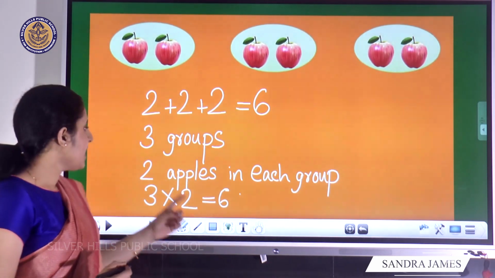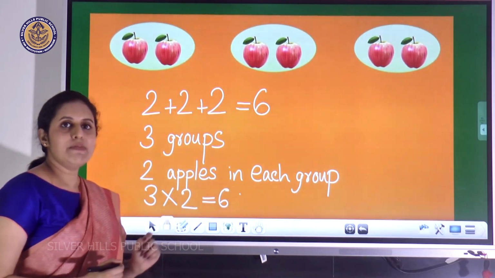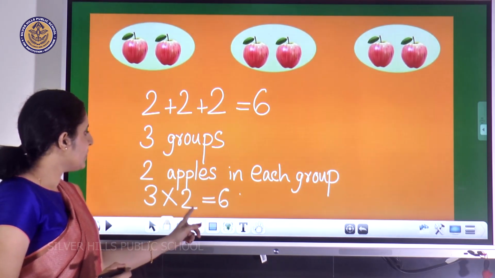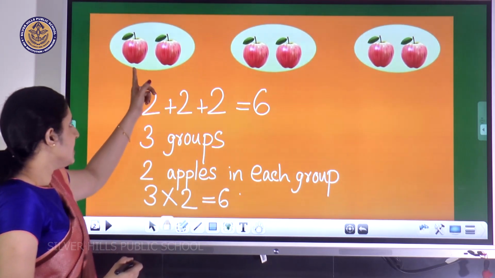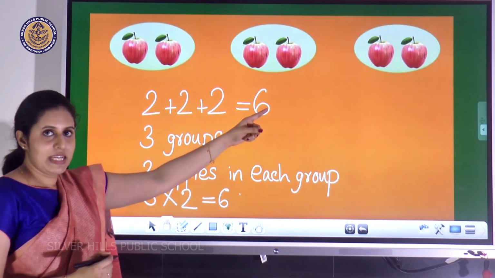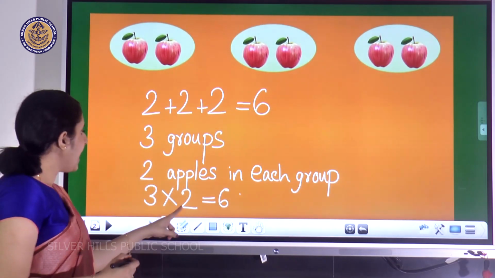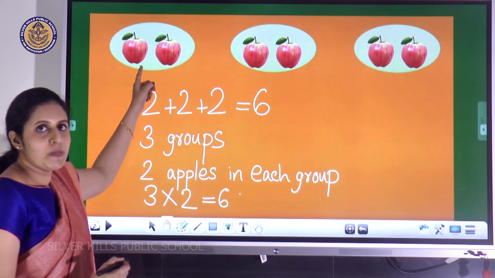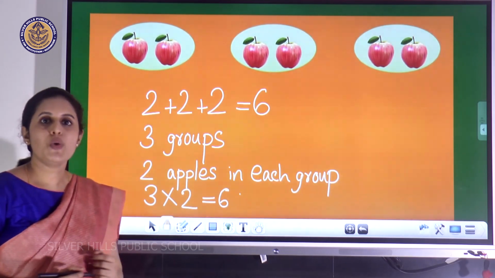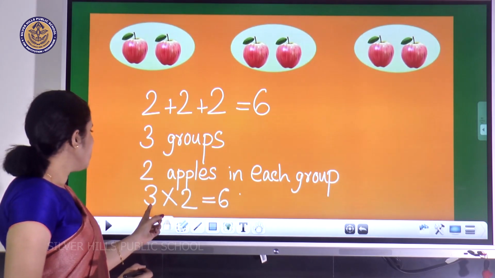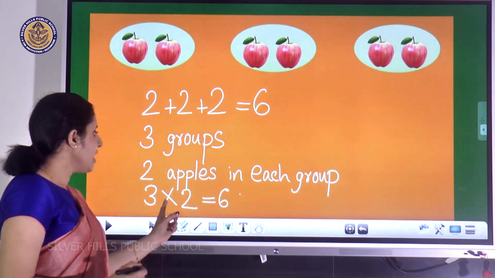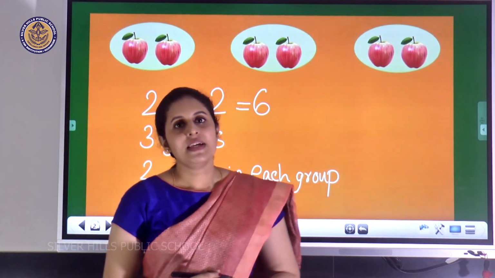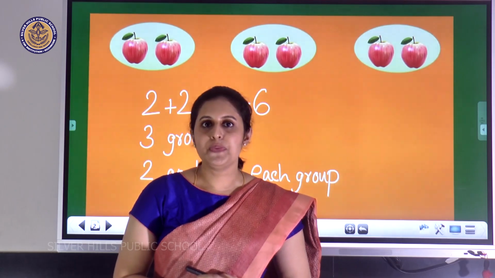So, did you understand how this sentence came to be? 3 times 2. Why did we use 3 times 2? 3 denotes the number of groups. Yes, 3 groups. And 2 denotes how many are there in each group. You can see in each group there are 2 apples each. That is why you have written 3 times 2 is equal to 6. I hope this example was clear to you.